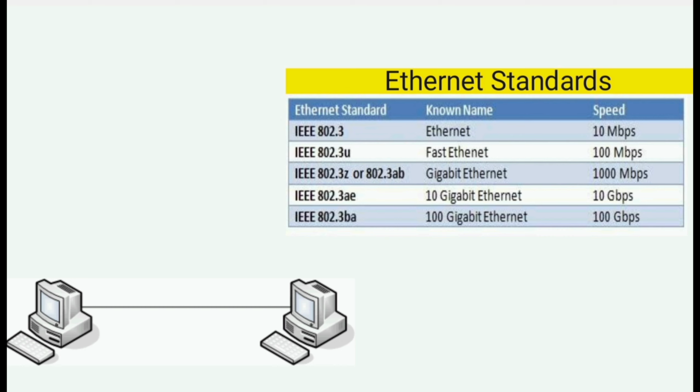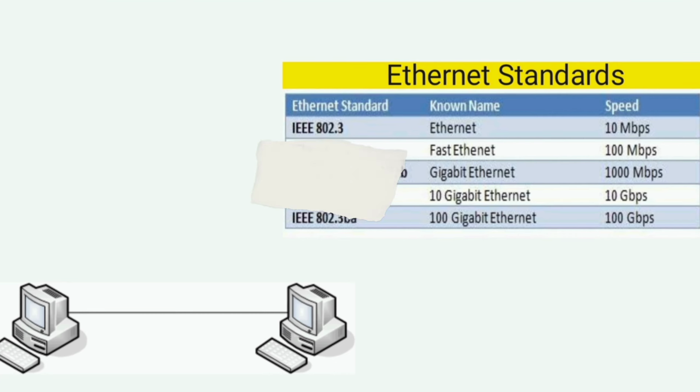Fast Ethernet, IEEE 802.3u, a faster version of Ethernet that supports data transfer rates of up to 100 megabits per second. Gigabit Ethernet, IEEE 802.3ab, an even faster version of Ethernet that supports data transfer rates of up to 1 gigabit per second. 10 Gigabit Ethernet, IEEE 802.3ae, a high-speed Ethernet standard that supports data transfer rates of up to 10 gigabits per second. 100 Gigabit Ethernet. This standard supports data transfer rates of up to 100 gigabits per second.